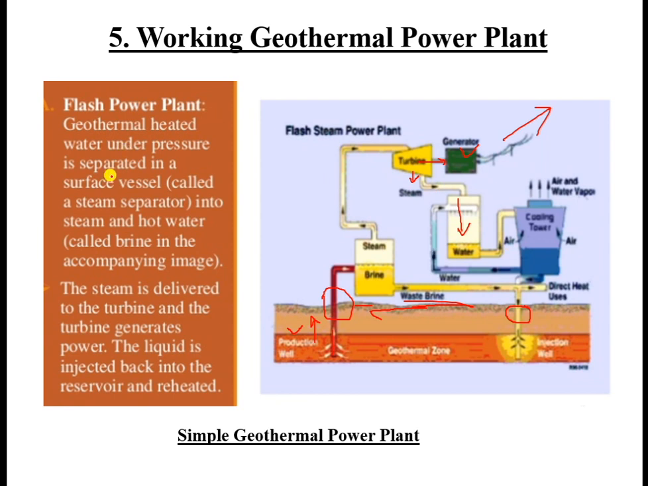Now it has been written there that water under pressure is separated in a surface vessel. This is actually a steam separator. That means steam and hot water, called brine in the accompanying image. The steam which is formed here will be taken away, but the hot water, with the help of this channel, can be passed through the injection well and injected inside the earth's crust, where it can be heated up and converted into steam, and the steam will be available here.